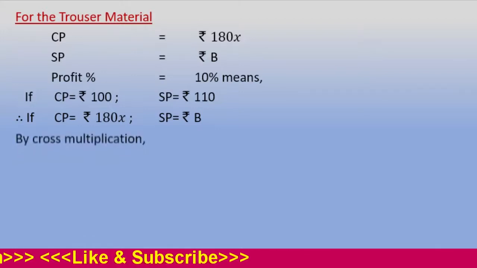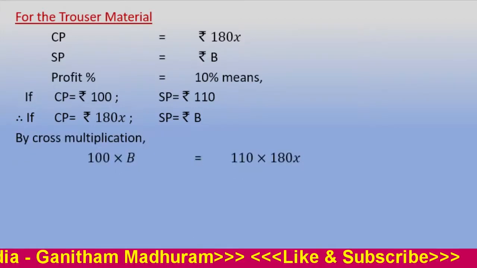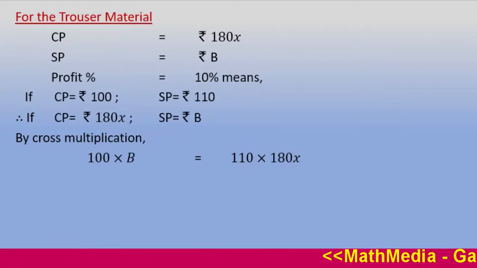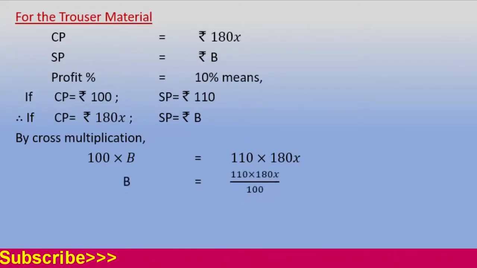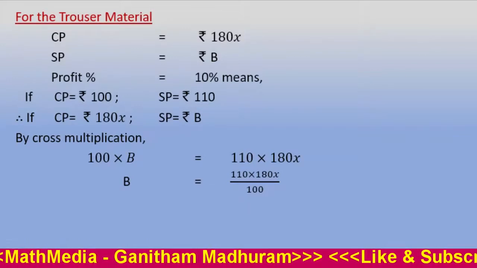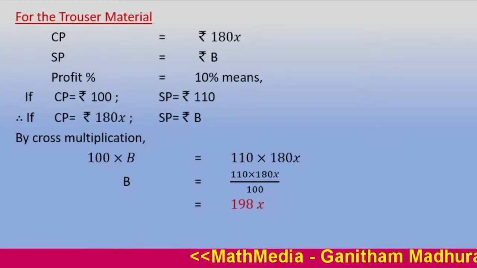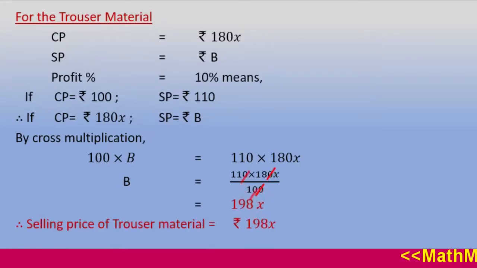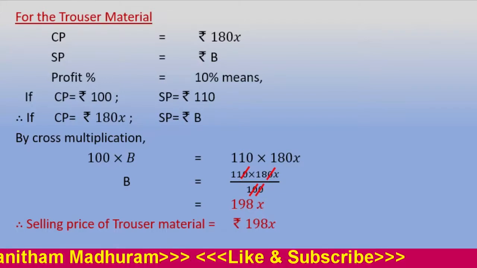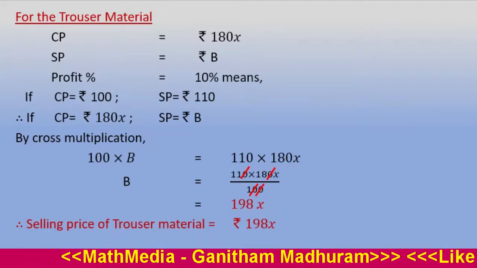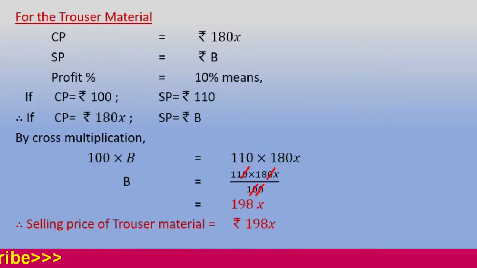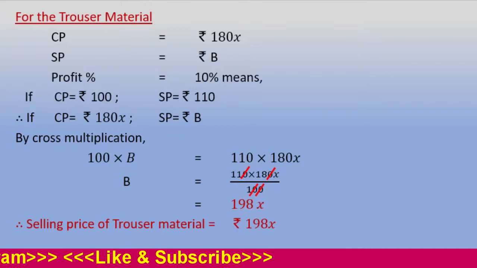That is 100 into B equal to 110 multiplied by 180x. Therefore, B equal to 110 multiplied by 180x upon 100. After cancellation, we will get 198x. Therefore, the selling price of trouser material is rupees 198x.